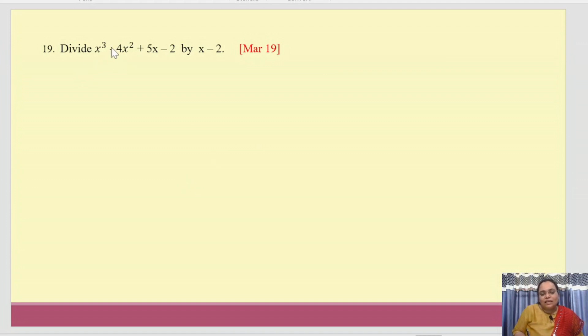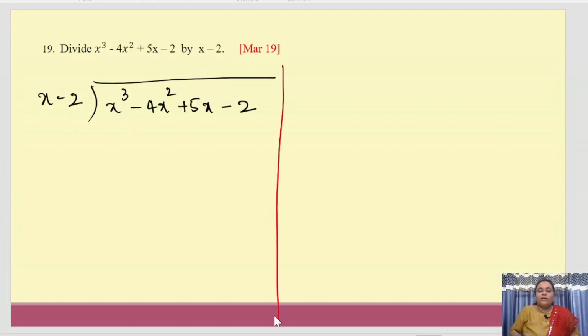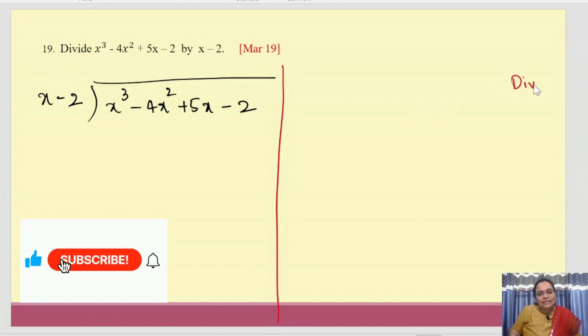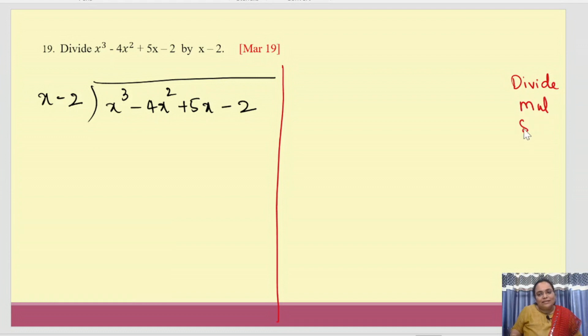Divide x cube minus 4x square plus 5x minus 2 by x minus 2. So this is just normal division. Okay, we just need to divide these two polynomials. To divide any two polynomials, we know we need to follow three steps. They are divide, multiply and subtract. So the first step is divide.